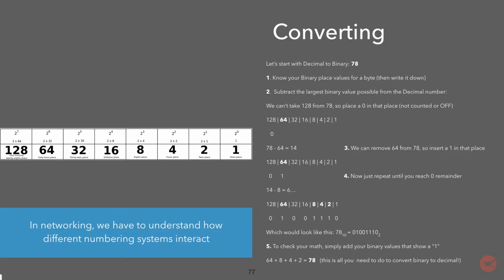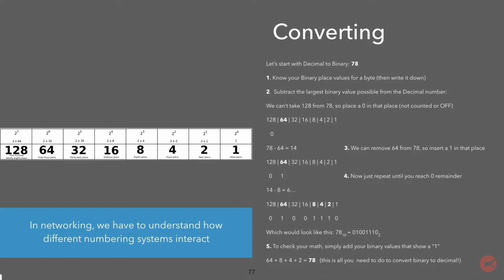We always want to verify our information. So to do that, all we need to do is add up those binary values that show a 1. And so in this case, we have a 1 beneath the 2 placement, a 1 beneath the 4 placement, a 1 beneath the 8, and a 1 beneath the 64. So we simply tally up those values by adding them together, and that gives us 78. And so now we've double checked our math, and we've also learned how to convert back from binary to decimal.